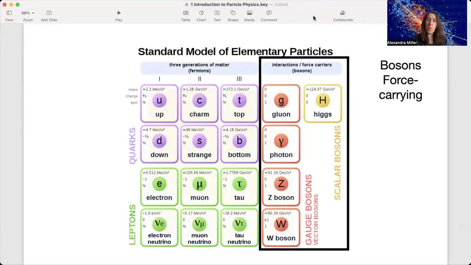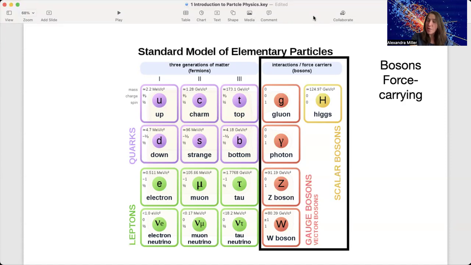So this includes our force-carrying particles. So for instance, the photon, this is a particle of light. It's the particle that carries the electromagnetic force. So all of these particles in orange carry the forces, and then the Higgs boson is sort of in its own category, and we'll learn more about that later in the course. So those are our bosons.